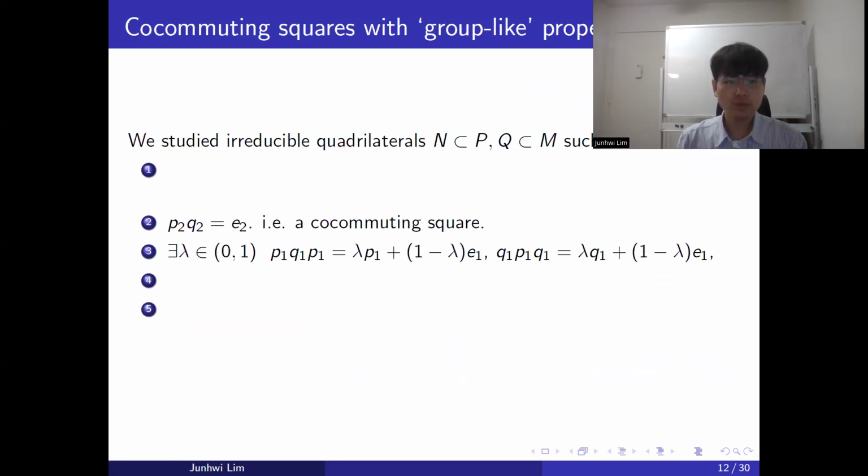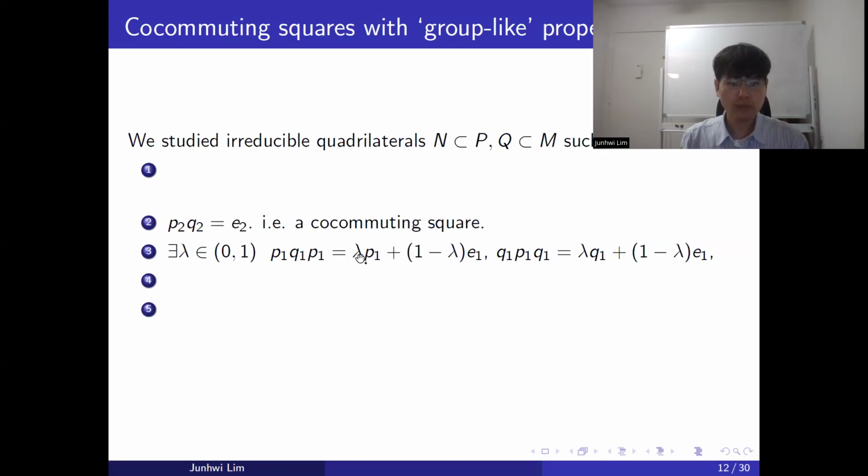The planar algebras we studied satisfy these conditions. First, we have P2Q2 is equal to E2. This is called the cocommuting square condition. And in condition 3, we have that P1Q1P1 and Q1P1Q1 are linear combinations of two Jones projections.